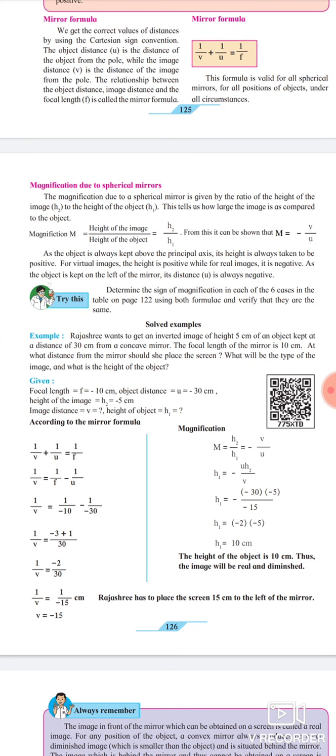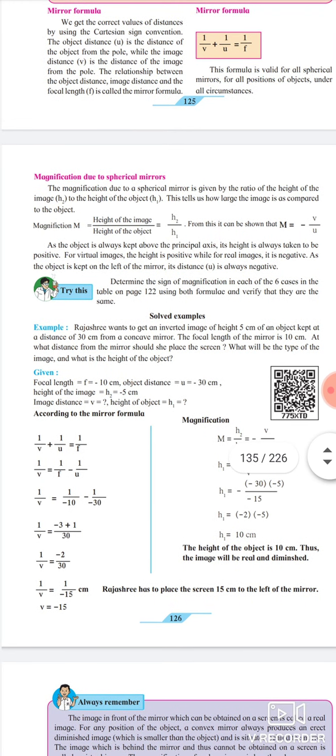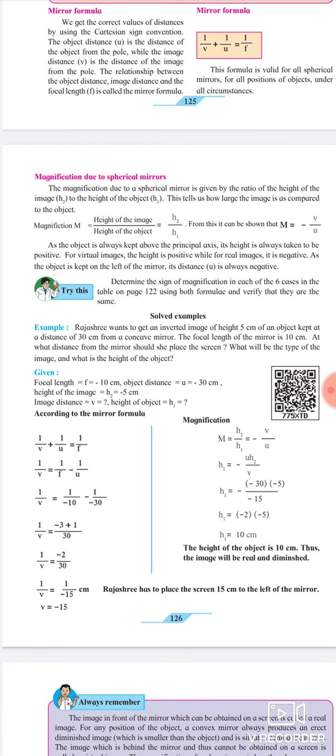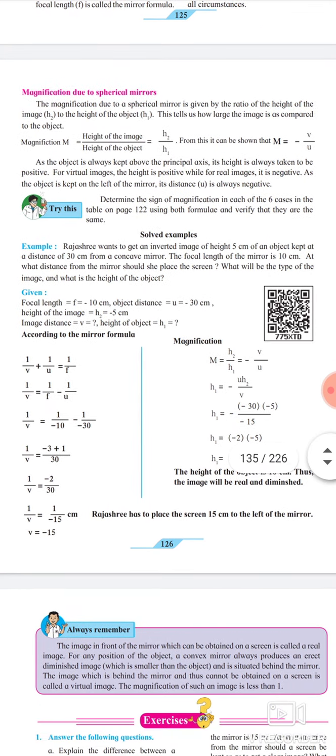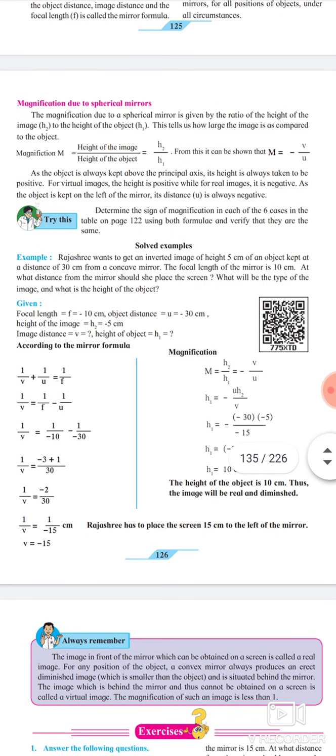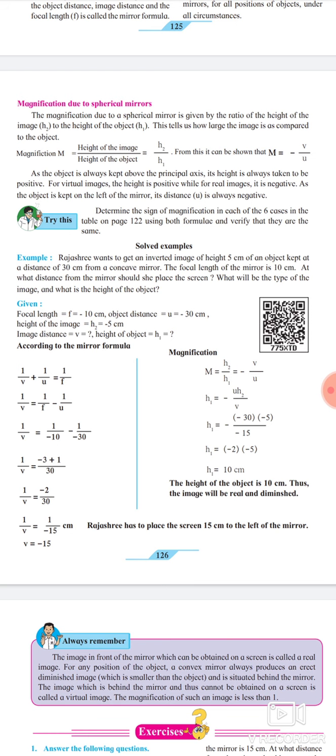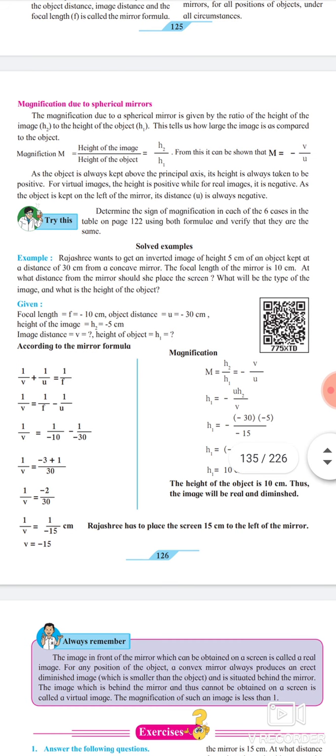Now we will see magnification due to spherical mirrors. Magnification due to a spherical mirror is given by the ratio of the height of the image upon the height of the object. See, m is equal to height of the image upon height of the object. The height of the object we always take as h1 and the height of the image is taken as h2. And from this we can also show m is equal to minus v upon u. Just now I told you, u is the object distance and v is the image distance.